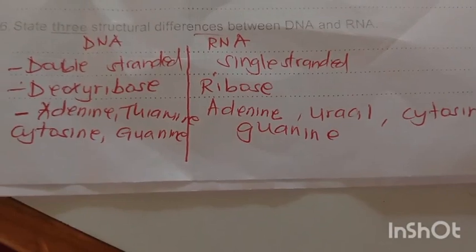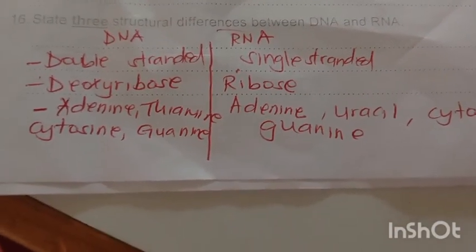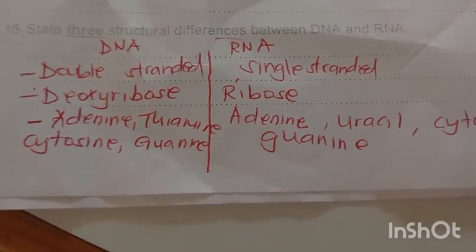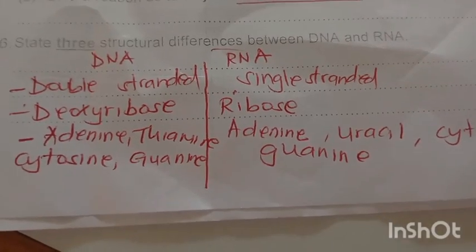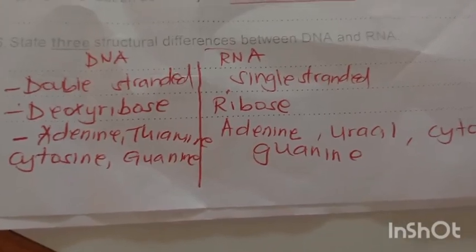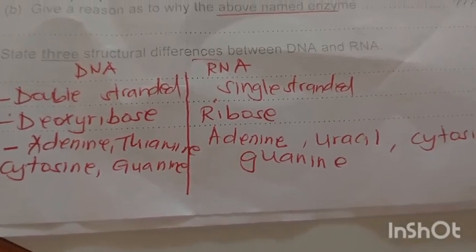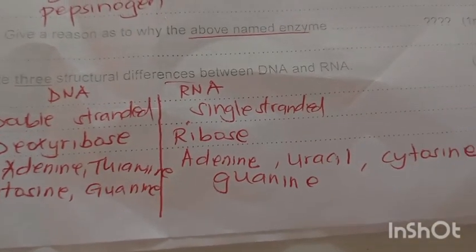State three structural differences between DNA and RNA. DNA is double-stranded, RNA is single-stranded. DNA is made of deoxyribose, RNA ribose. DNA has adenine, thymine, cytosine, and guanine. RNA has adenine, uracil, cytosine, and guanine.